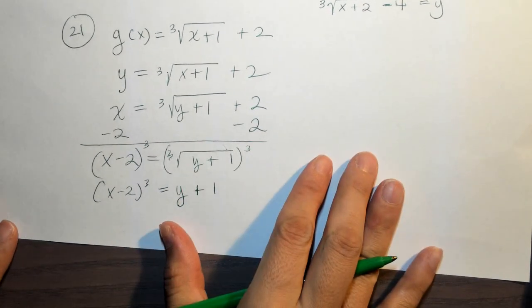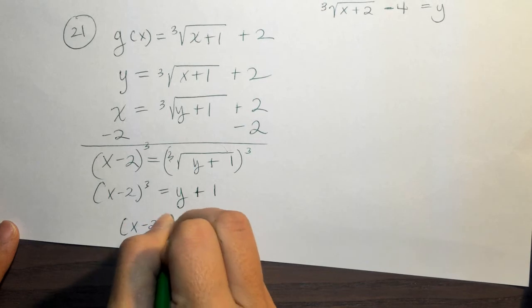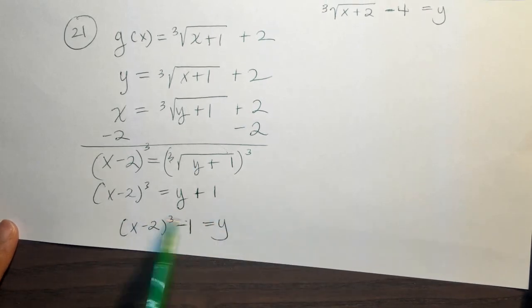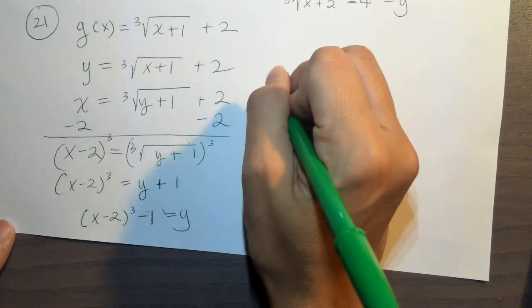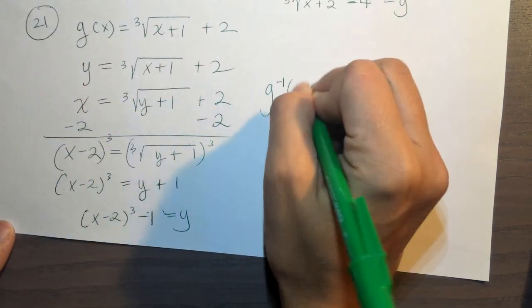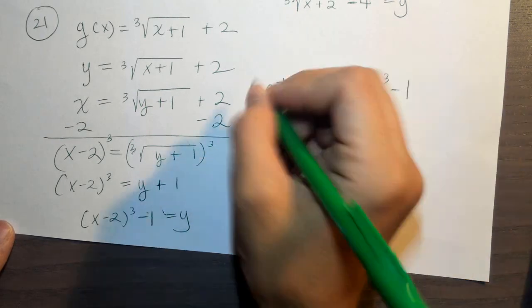Almost done getting y by itself. Next step would be to subtract 1. So I have (x minus 2) cubed minus 1 equals y. So this is our inverse equation. And so the last thing I need to do is make sure I put function notation. So I'm going to use the g function because our original function was g. So g inverse of x equals (x minus 2) cubed minus 1.